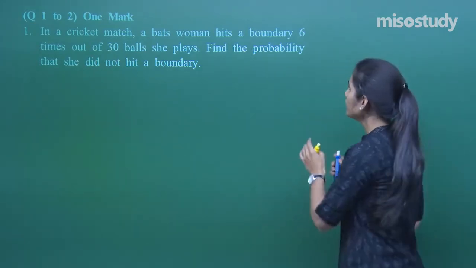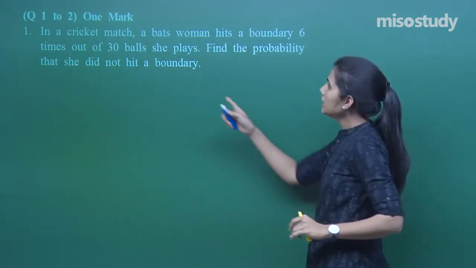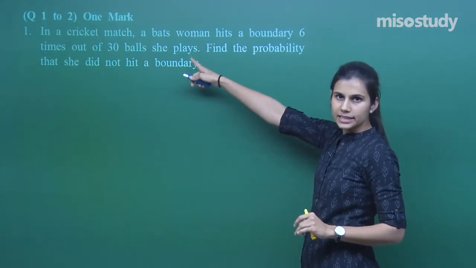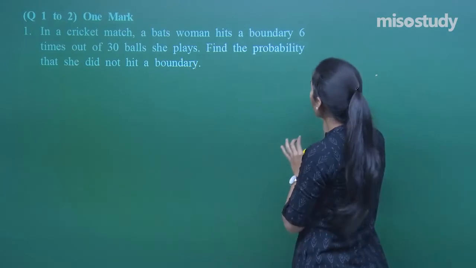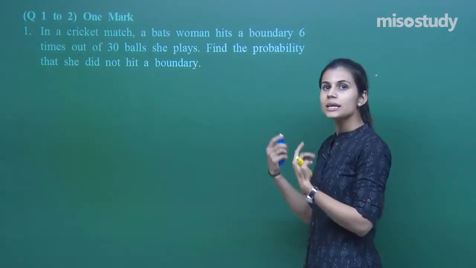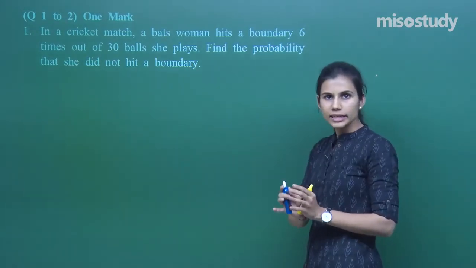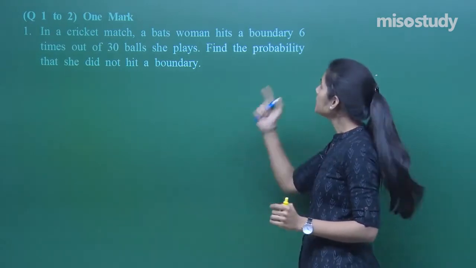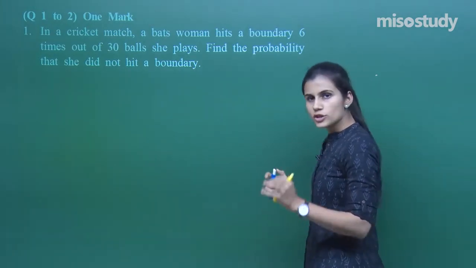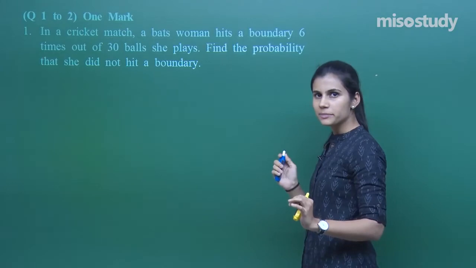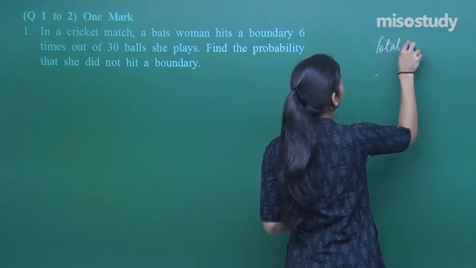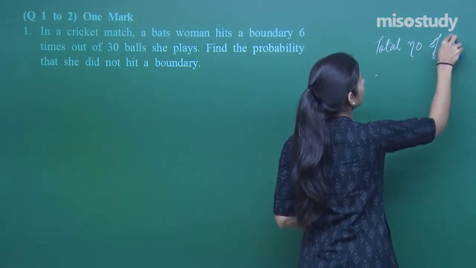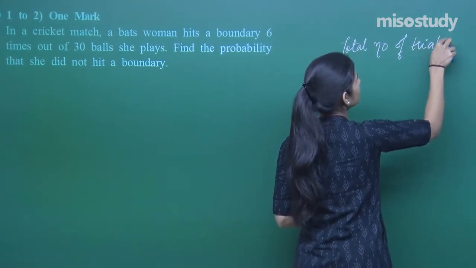Now, you can over here consider the number of balls that she plays as the number of trials, right? So, over here the experiment is that she is playing and hitting the ball, clear? And the balls are actually coming 30 times, okay? So, total number of trials of this experiment is 30.